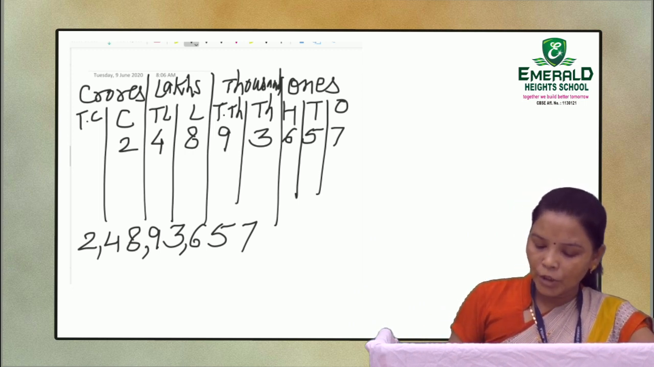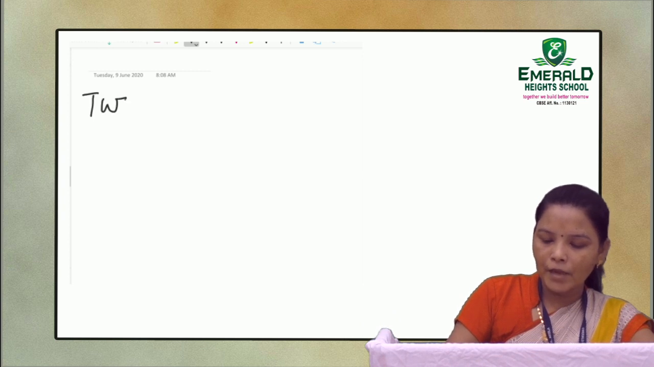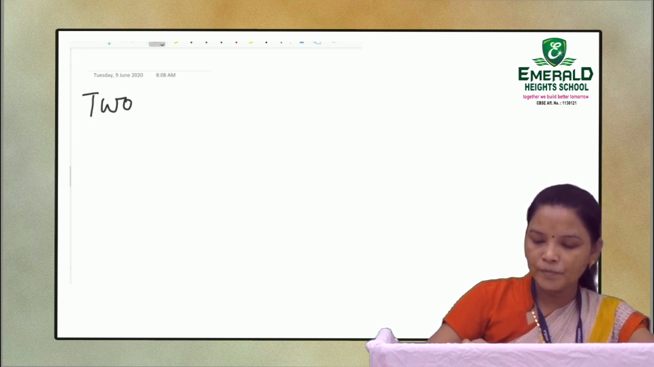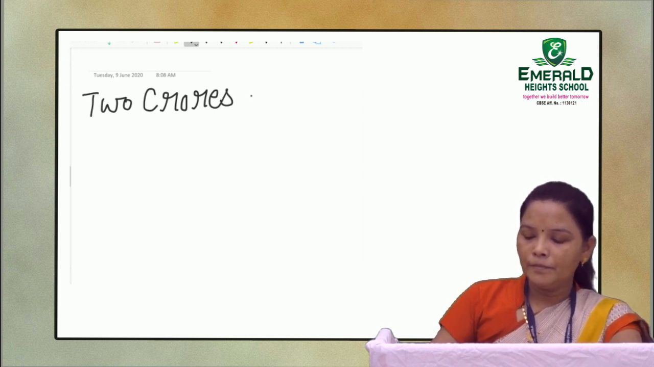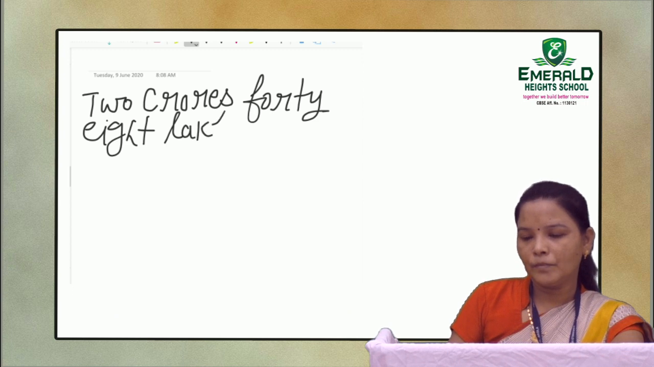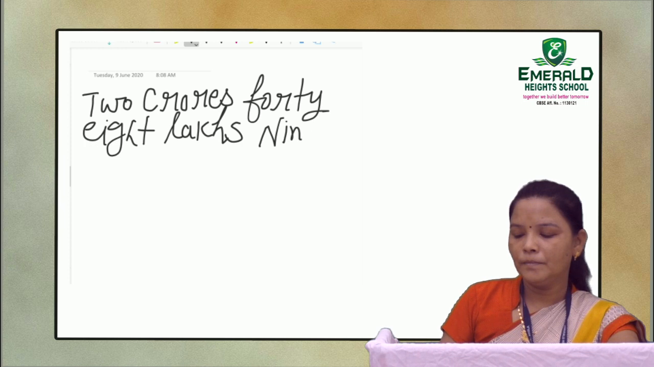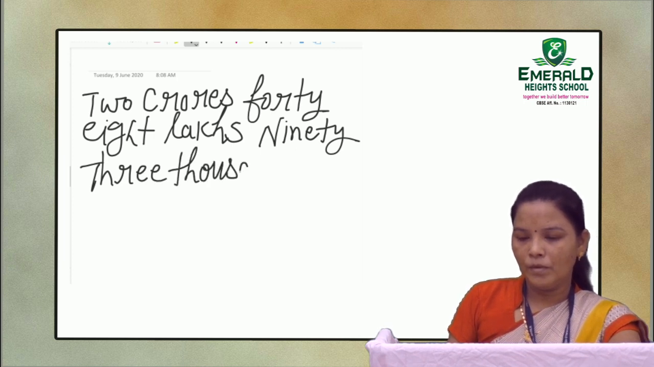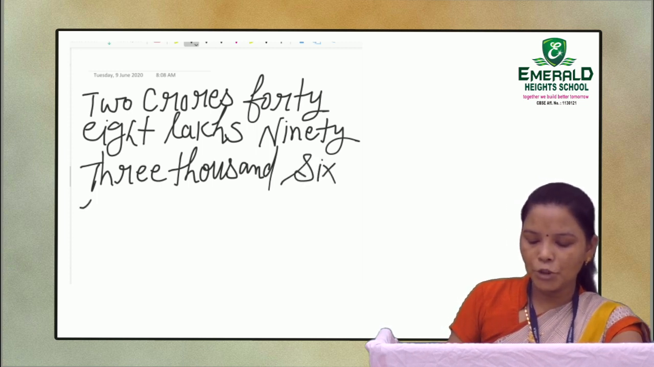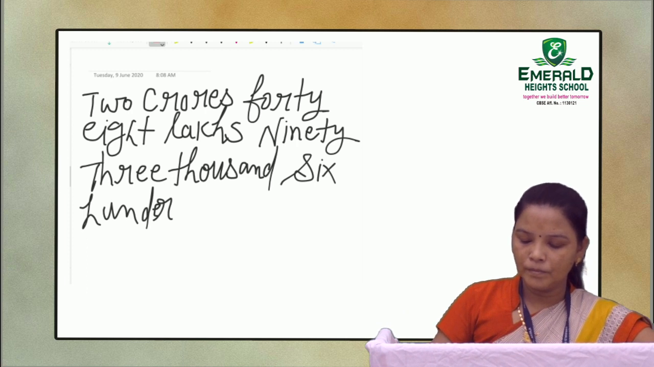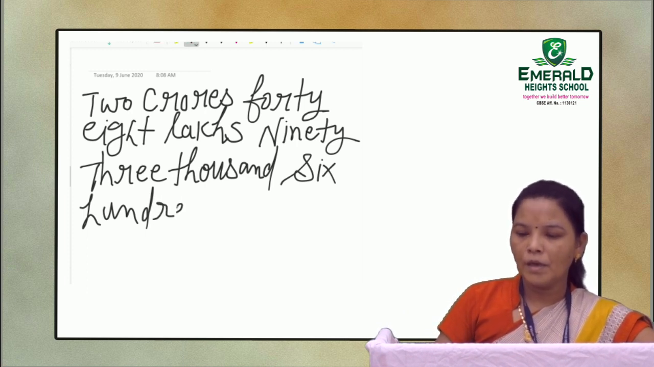So this number is read as 2 crores, 48 lakhs, 93,600 and 57.